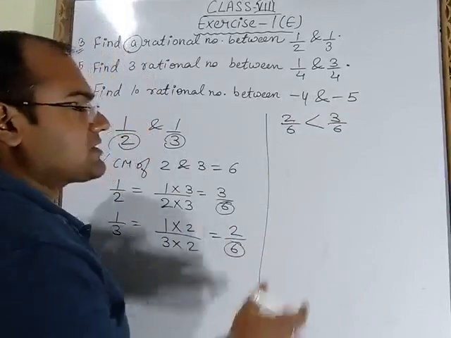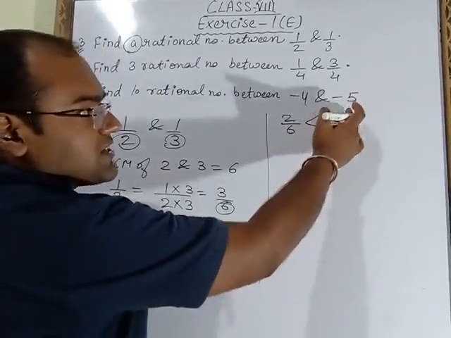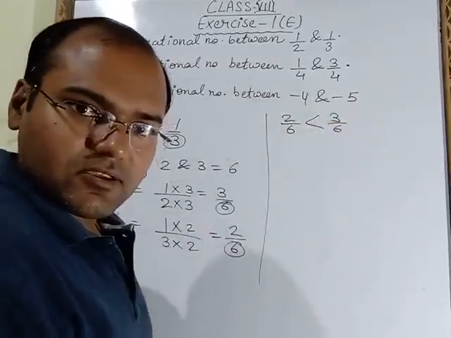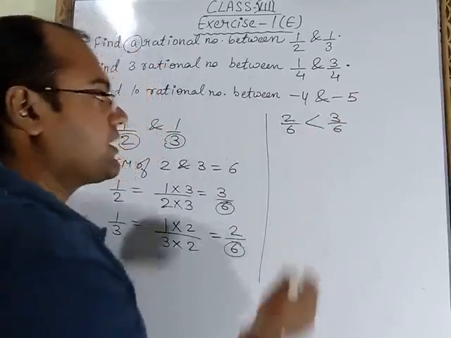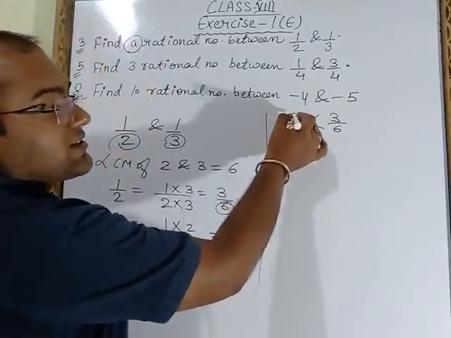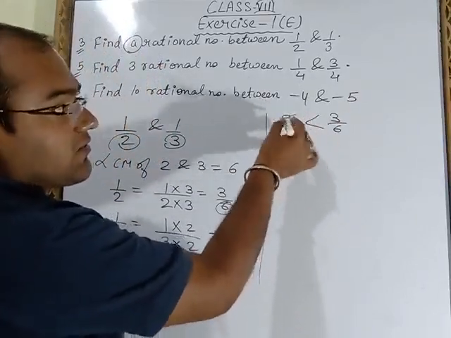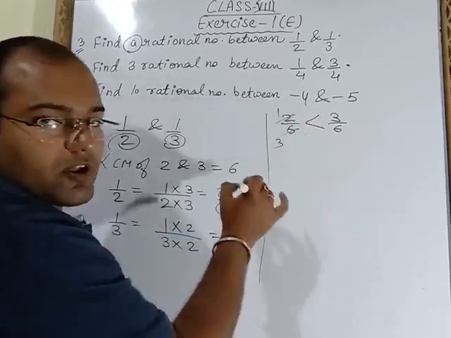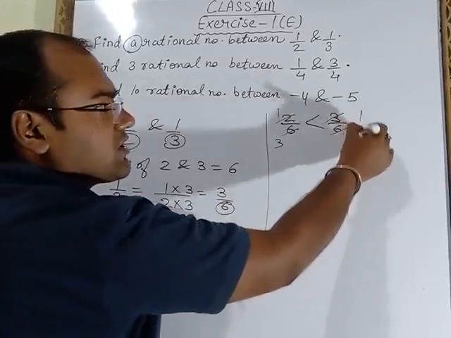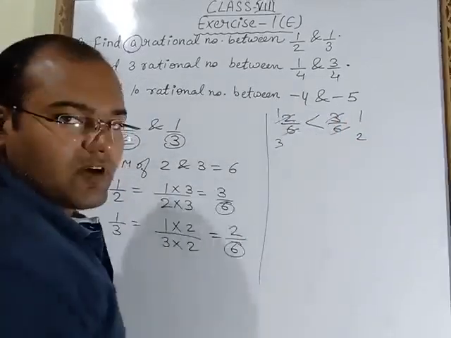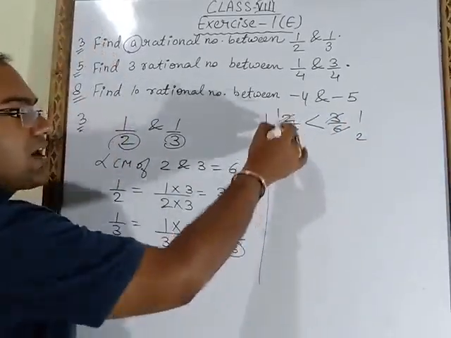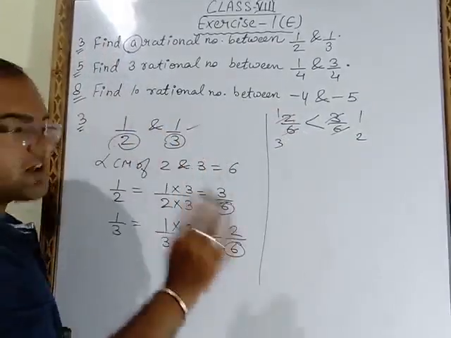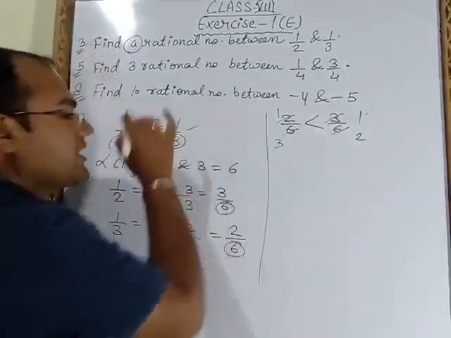Now the next step is that between 2 upon 6 and 3 upon 6 we have to write one rational number. If we cancel the 2 with the table of 2, 2 ones are 2, 2 threes are 6, the answer will be 1 upon 3. If we cancel the 3, 3 ones are 3, 3 twos are 6, the answer will be 1 upon 2. That means 1 upon 3 is already given in the question, and 1 upon 2 is also already given in the question.